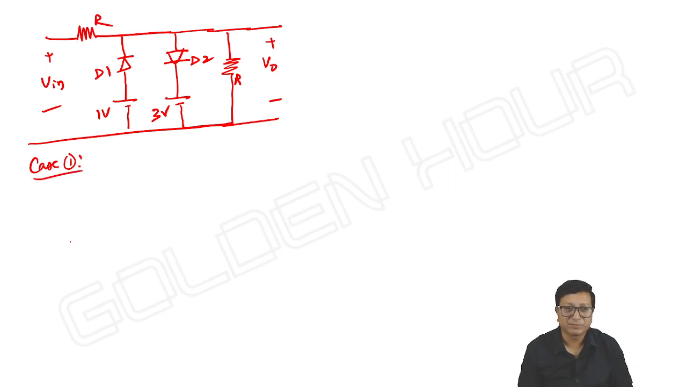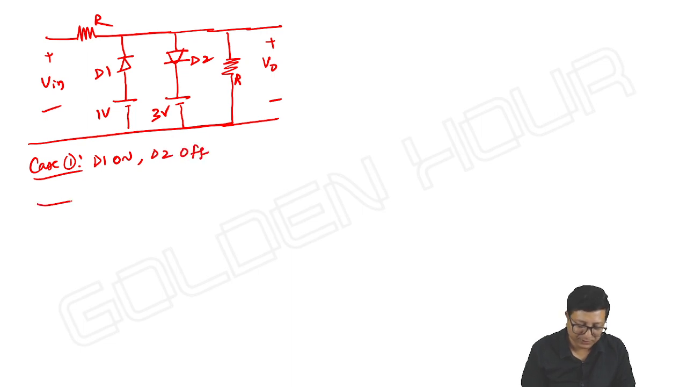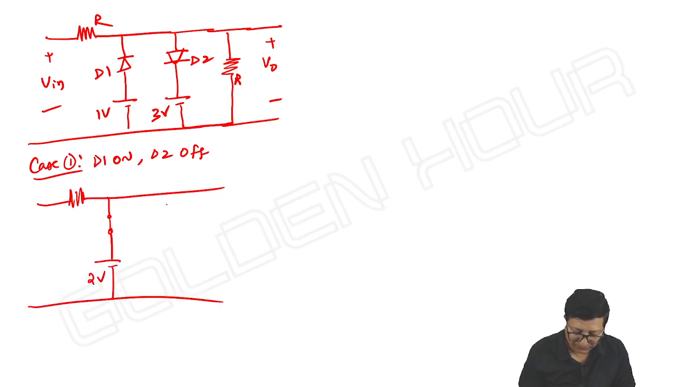Case 1, D1 is on and D2 is off. Ideal diodes I am taking for the time being for better understanding. D1 acts as a short circuit. D2 acts as an open circuit.